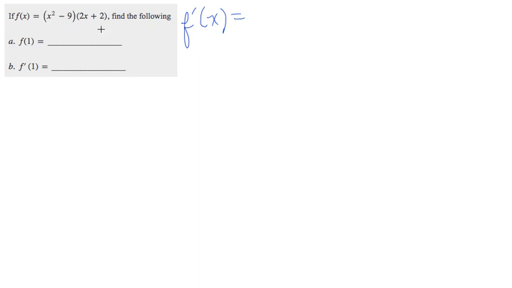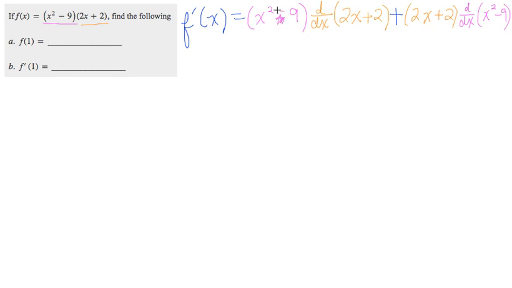So I'm going to underline these in a couple of different colors, and we'll try to color coordinate here. The product rule says it is the first factor, we're going to copy x squared minus 9, times the derivative of 2x plus 2. I'm actually going to write "derivative of 2x plus 2" so you don't have to write that, plus the second factor, we just copy 2x plus 2, times the derivative of the first factor, x squared minus 9. I just noticed that's a typo there. That should say minus 9.